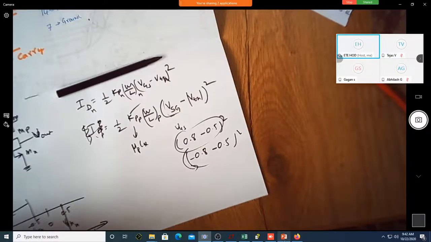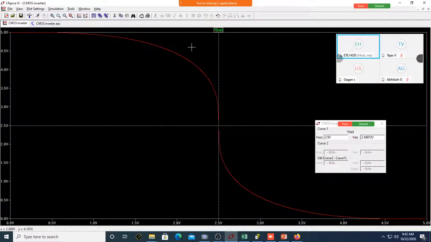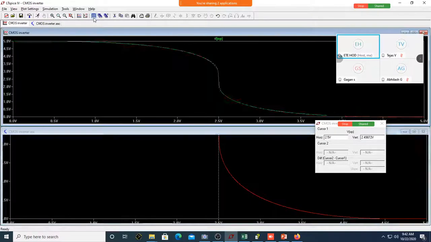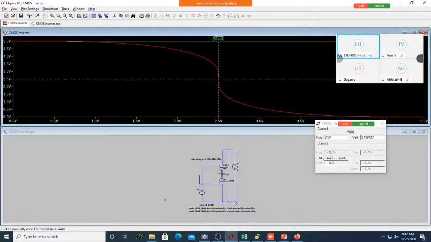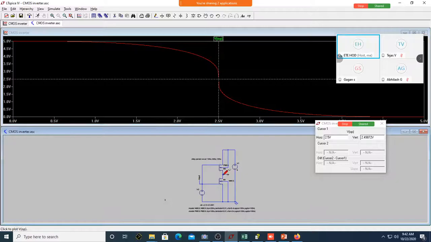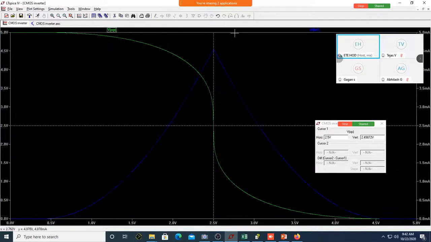Shall I just go back to the simulation and also plot how your current looks? Where is the current? I want to see the current here. Okay, here somewhere. See now, is the current maximum at some point? When is the current maximum? When both the MOSFETs are in saturation. Saturation region.